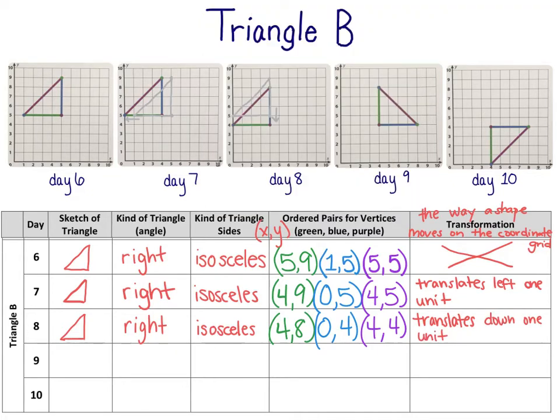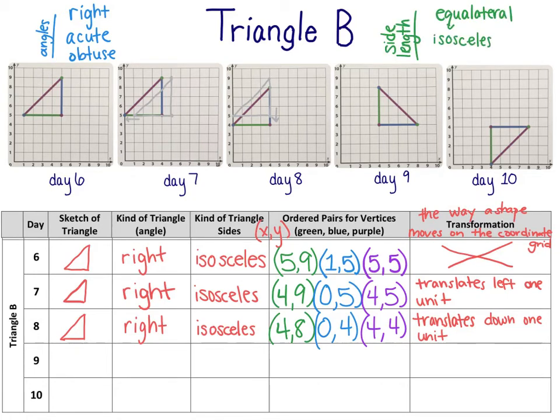All right, here we are on day 9. You can sketch the triangle here. Look at the triangle. Is it a right, acute, or obtuse triangle based on the angles? And then in the next column, we will be figuring out based on the side length, is it equilateral, isosceles, or scalene? Pause the video, write those down.